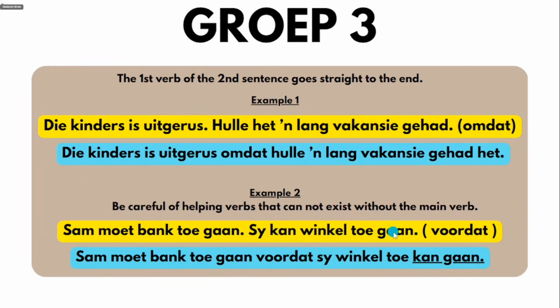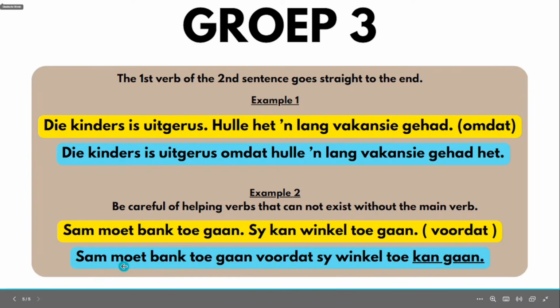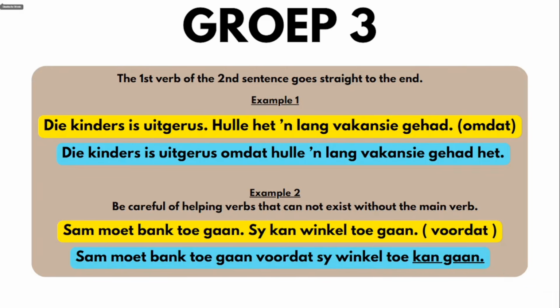So when I said gaan earlier, I meant if gaan was here. Sy gaan haar boete betaal, for example. Then gaan would be the helping word, and then betaal would be the main word, the main verb, okay? So in this case, Sam moet bank toe gaan voordat is now the conjunction. Sy, then you took this out to put at the end, right? Winkel toe kan gaan. Okay, so just make a list for yourself of words that cannot exist on their own.